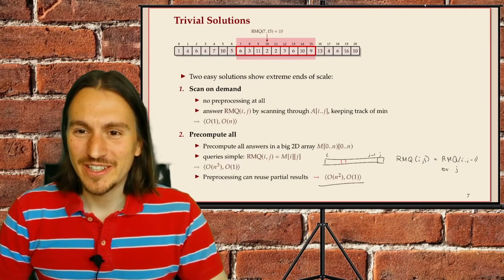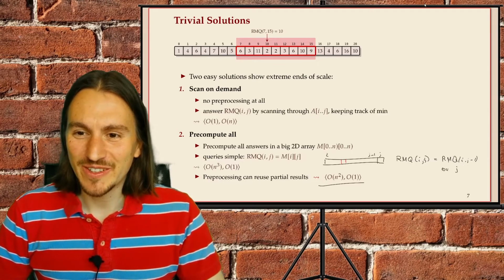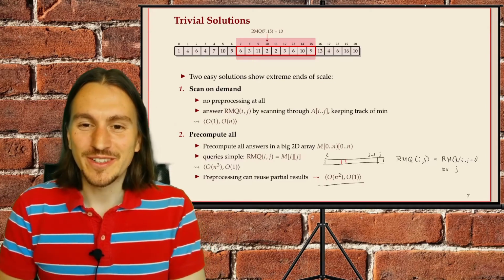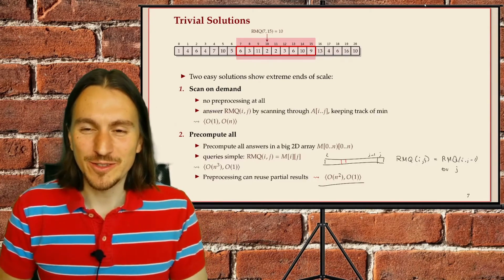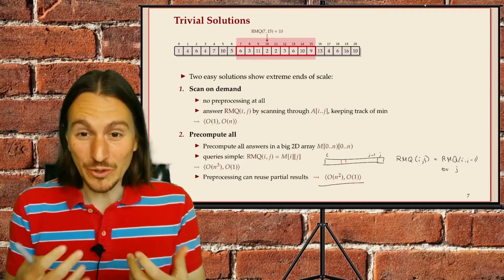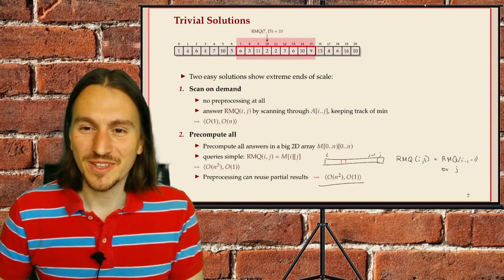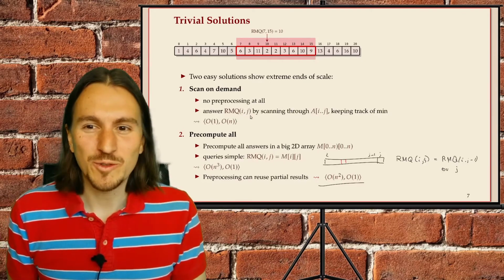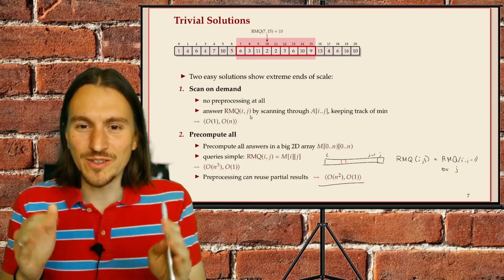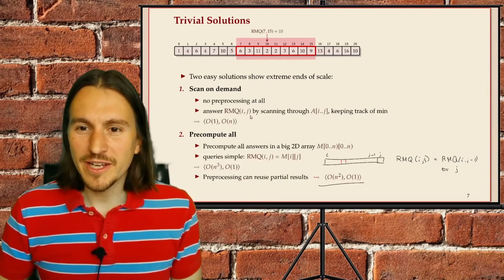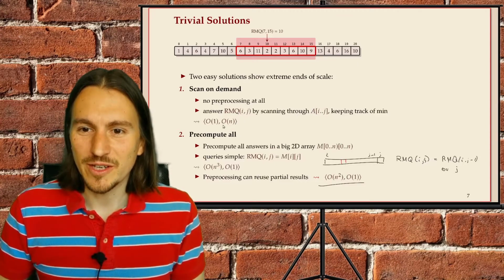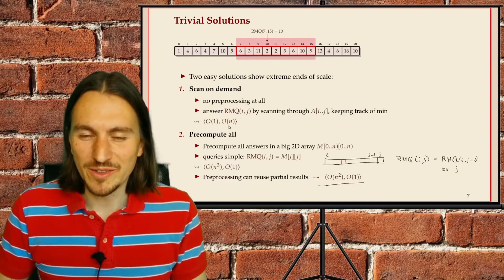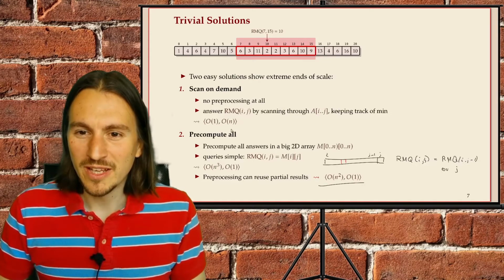We left off in the last video after discussing these very trivial solutions where you don't do any pre-processing. That was the scan-on-demand solution. Whenever someone asks for a range minimum query, you just scan the range in the array. That's fine, except that the range can be the entire array, and so the query time is not that great.